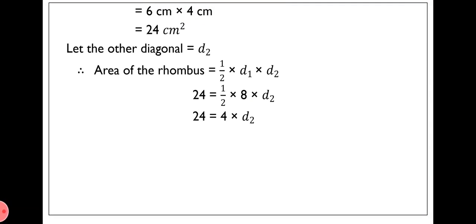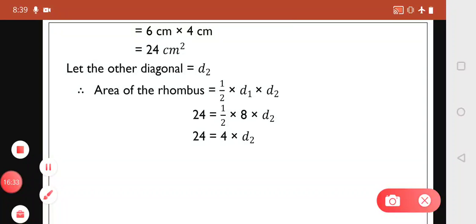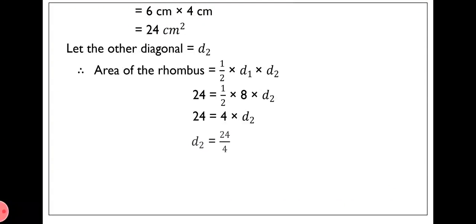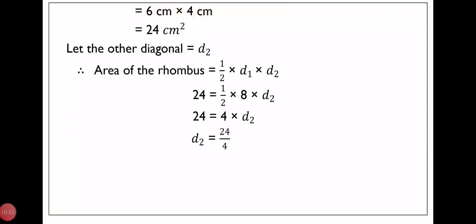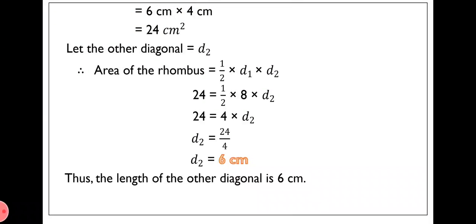Now we transpose 4 on the opposite side, so multiplication becomes division. So d2 equal to 24 upon 4, that is 24 divided by 4. Now we know that 4 6s are 24, so we'll write 4 1s are 4 and 4 6s are 24. So d2 equal to 6 centimeter. Thus the length of the other diagonal is 6 centimeter.